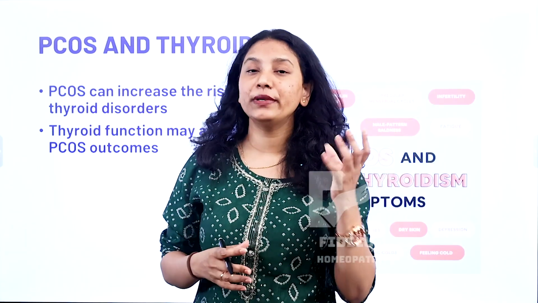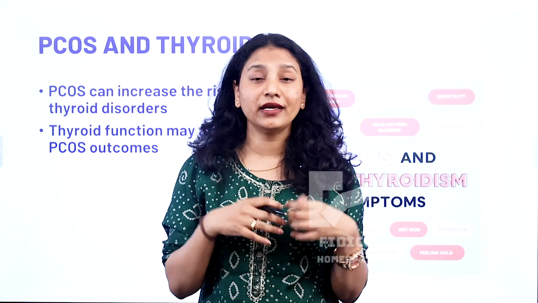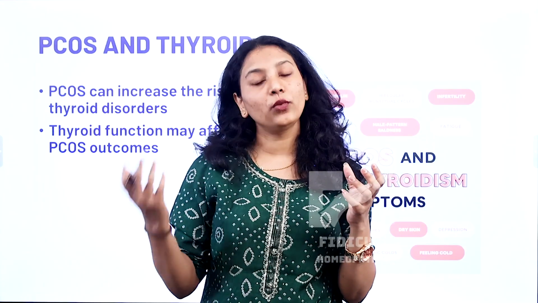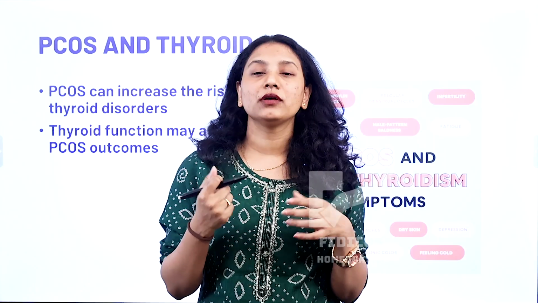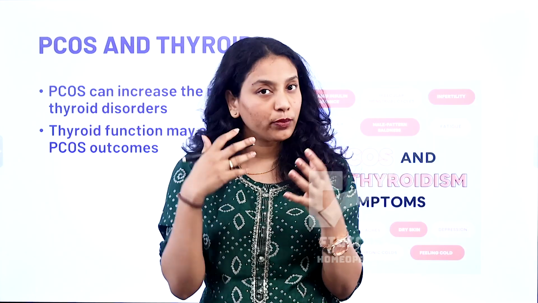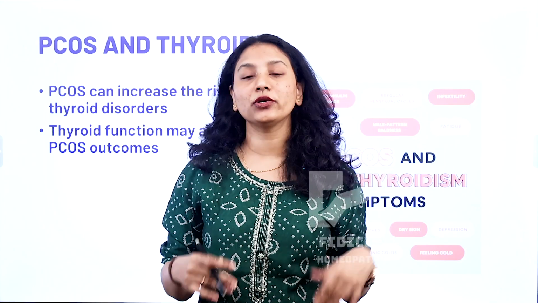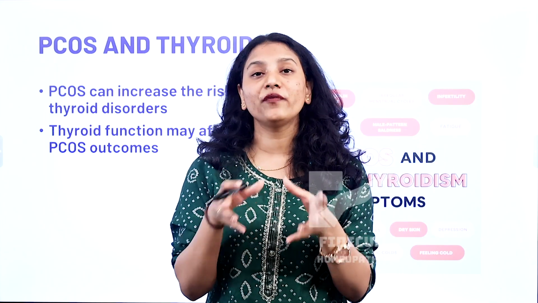You have to understand that PCOS and thyroid are interrelated. They are just like siblings, or you can say best friends. If one person is there, the other will sooner or later come. So if PCOS is there, if it is not properly taken care of, it can lead into hypothyroidism. Hypothyroidism can lead into PCOS, and both of them can cause ovulatory dysfunction.